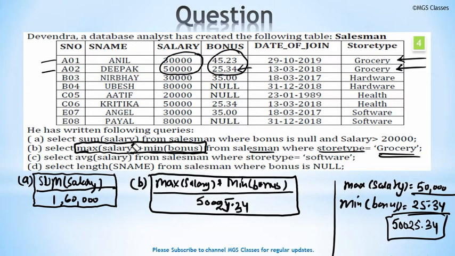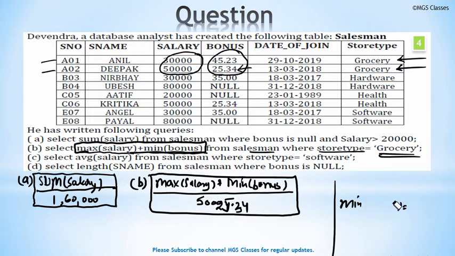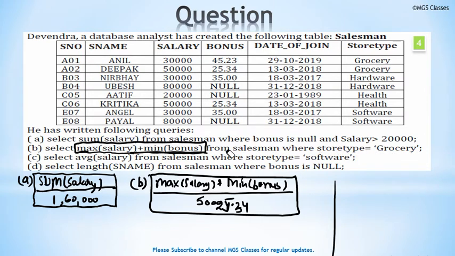Okay, so I think you are clear with the answer of this question. Now we will move to the third portion of this question. The third portion is also very simple and similar to that. Now what? Select average of salary from salesman where store type is equal to software. Now we are interested only in those rows whose store type is software. For which rows is the store type software? Rows 1 and 2. We need to calculate the average of the salary for these 2.